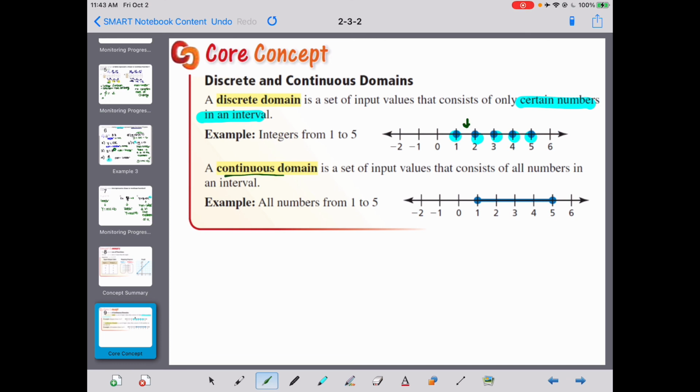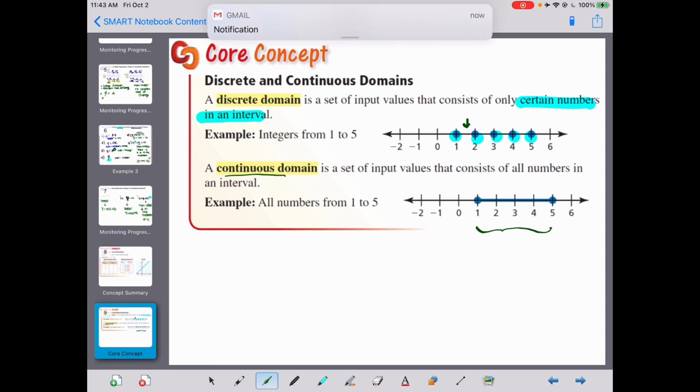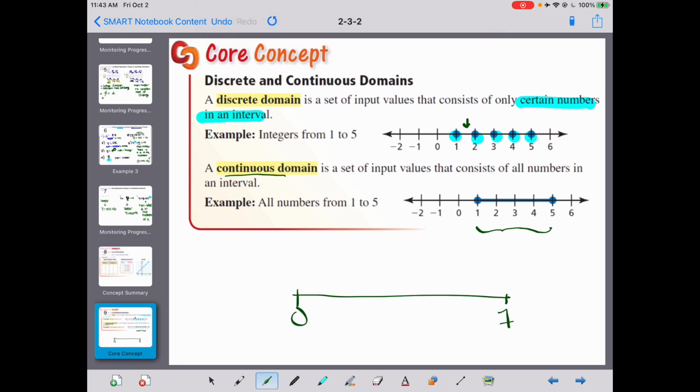So a continuous domain is a set of input values that consist of all numbers on the interval. So if we talk about all of the numbers 1 through 5, there's an infinite amount of numbers there. Even between, let's talk about 0 and 1. There's an infinite amount of numbers between 0 and 1. I can say 0.0000009 and just keep adding zeros forever and ever.